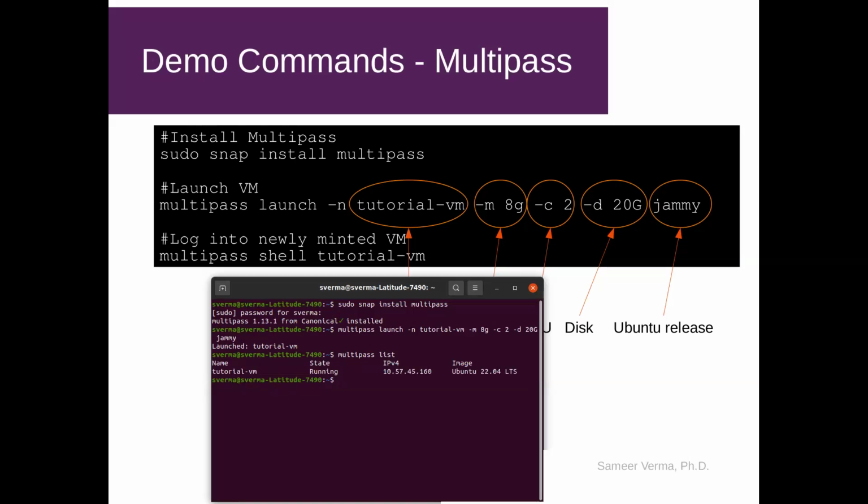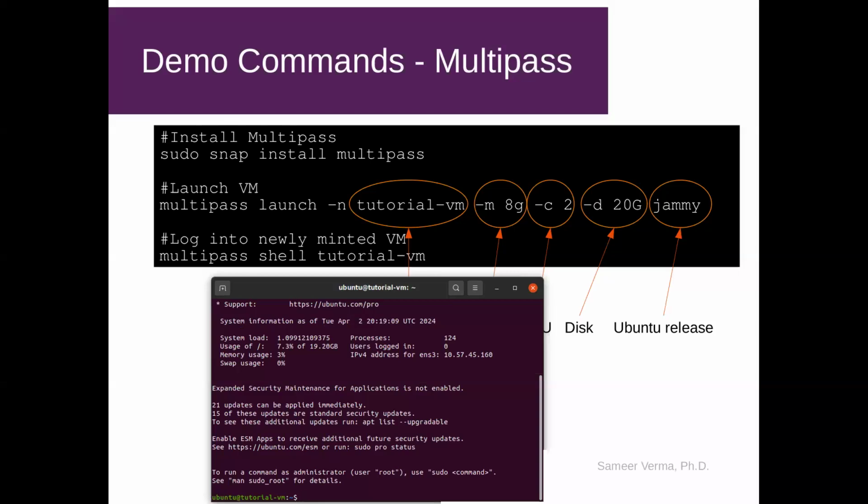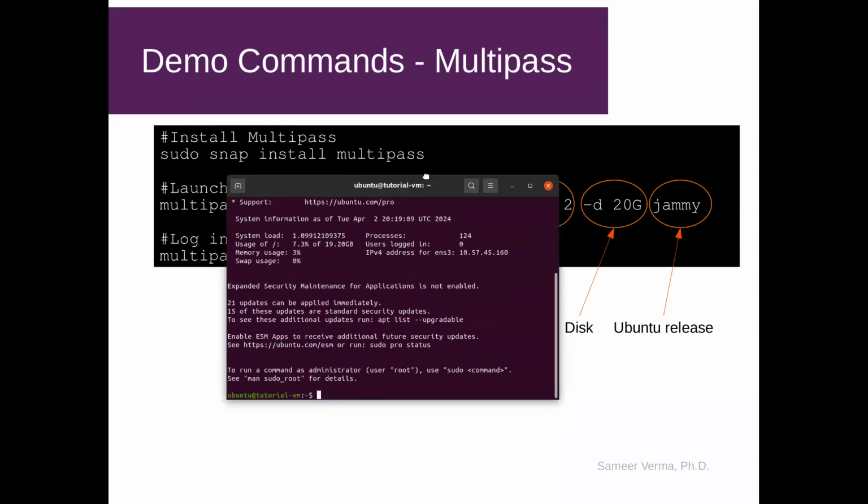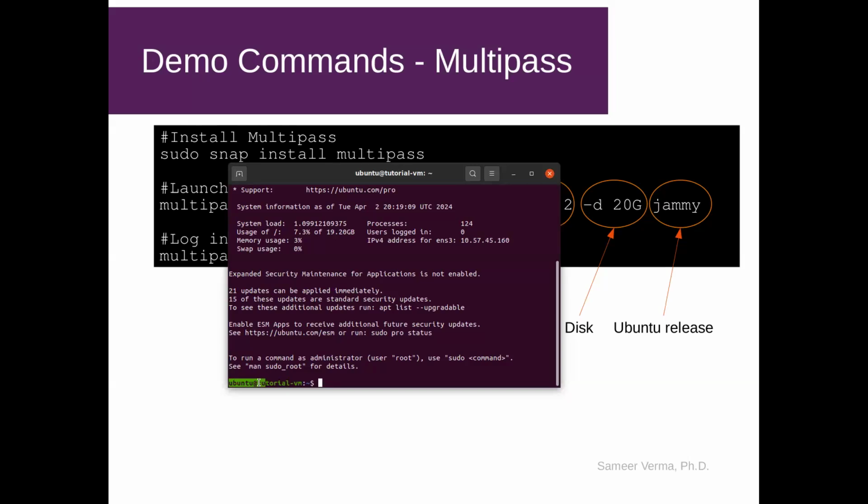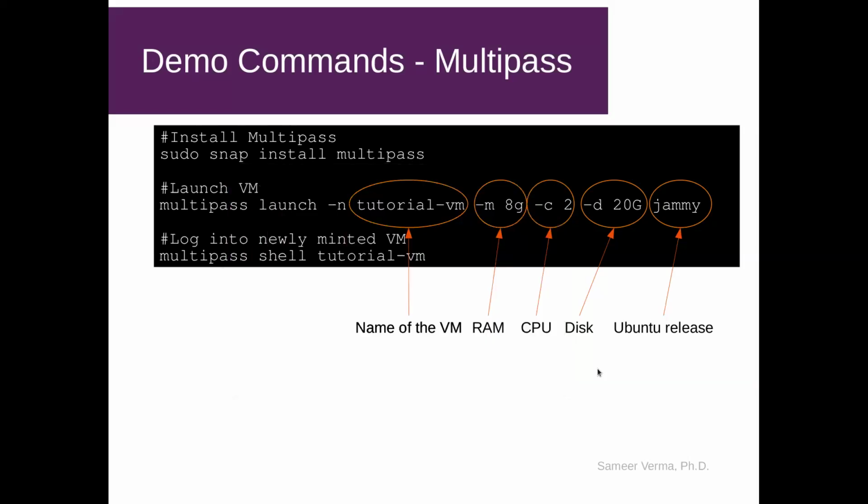So if I want to log into this, I would do multipass shell tutorial VM, as in switch to the shell of that. So once I do this, you'll see I'm now logged into Ubuntu at tutorial VM. So I'm no longer on the terminal of my laptop. I'm actually in the virtual machine. And now I can basically run this as a VM that I can build on, right?